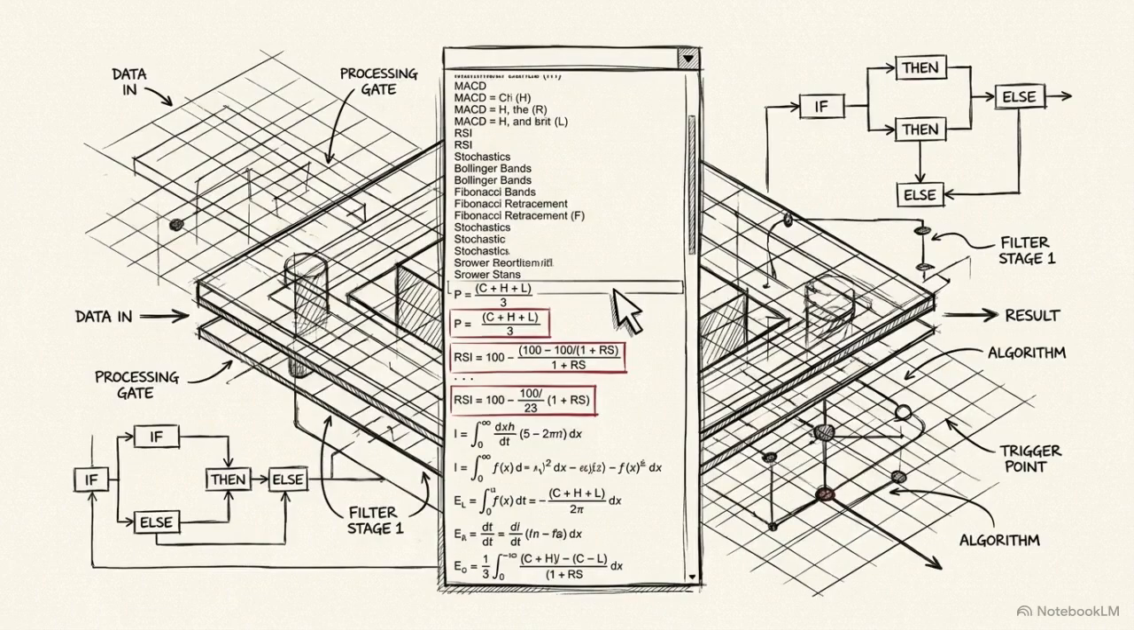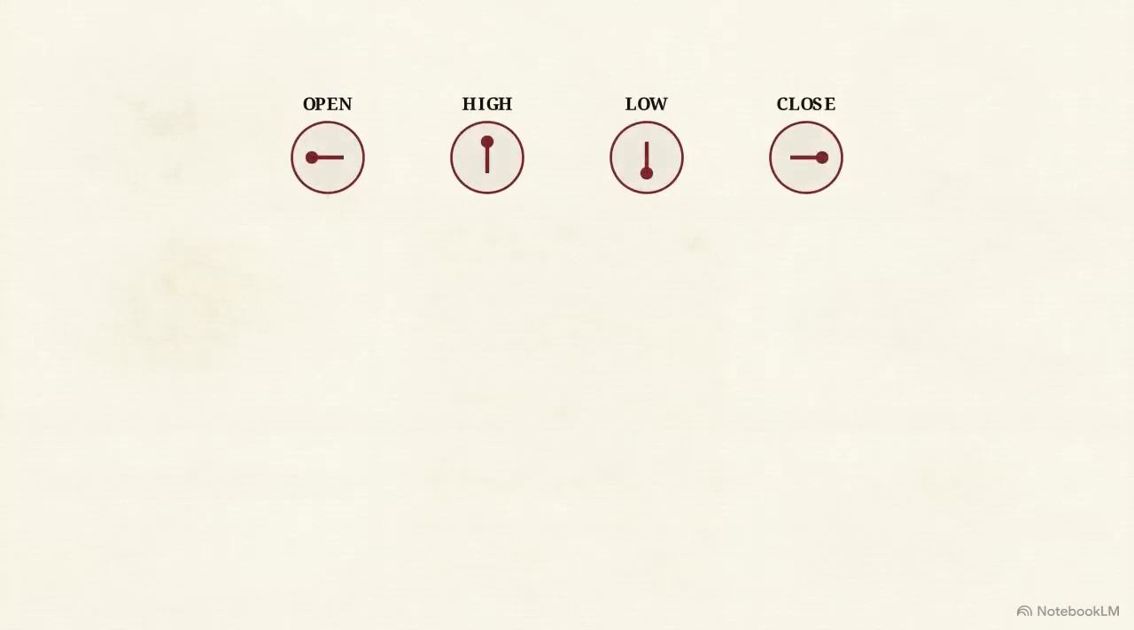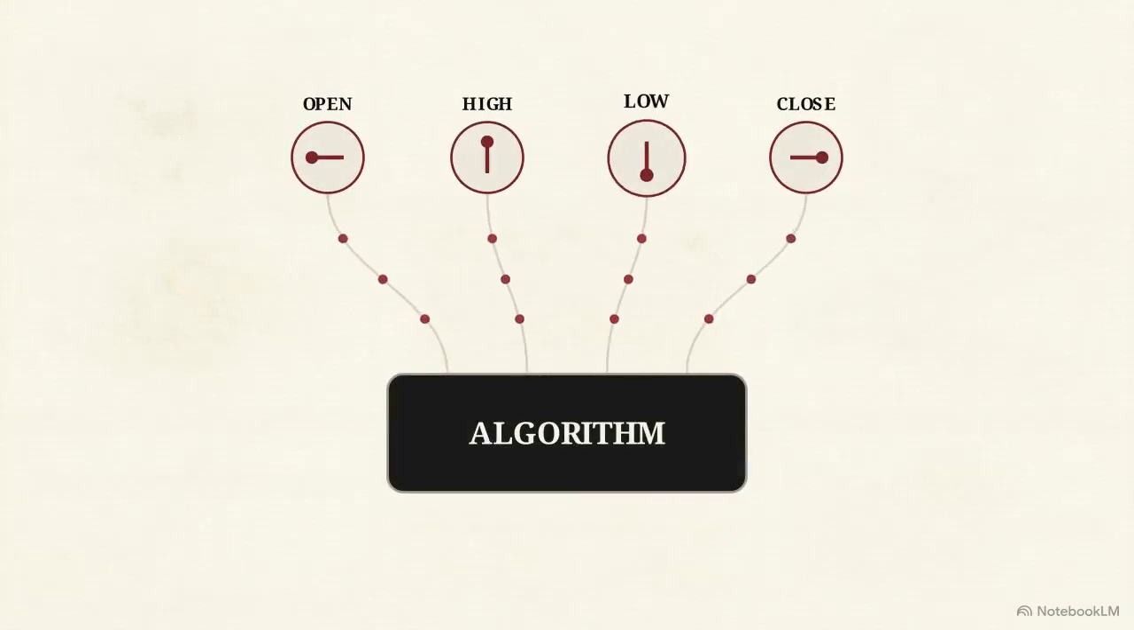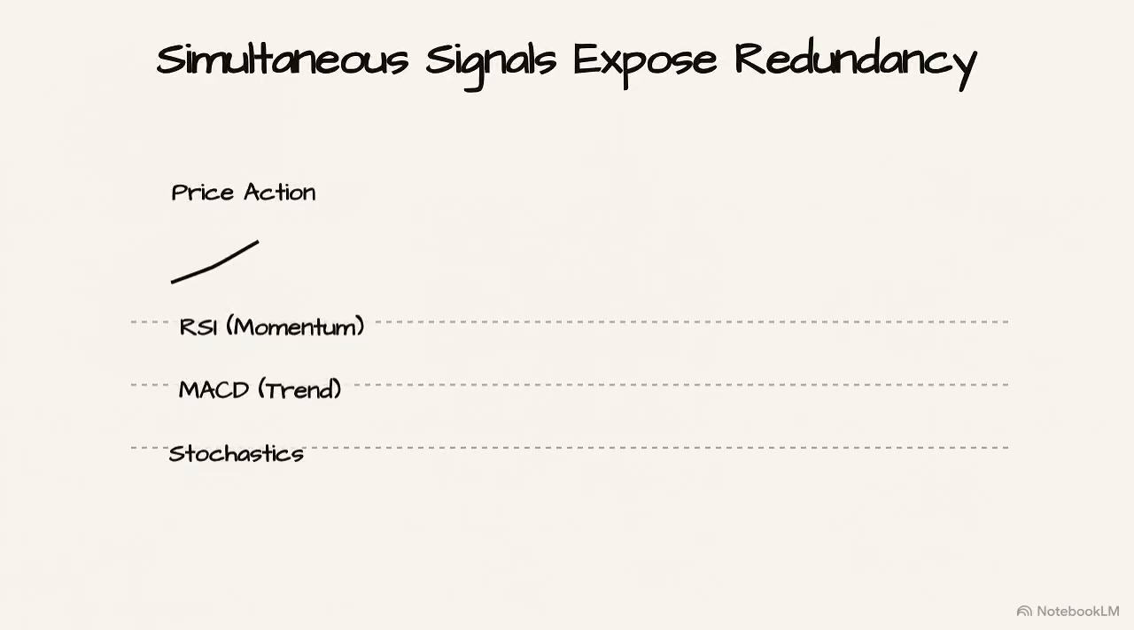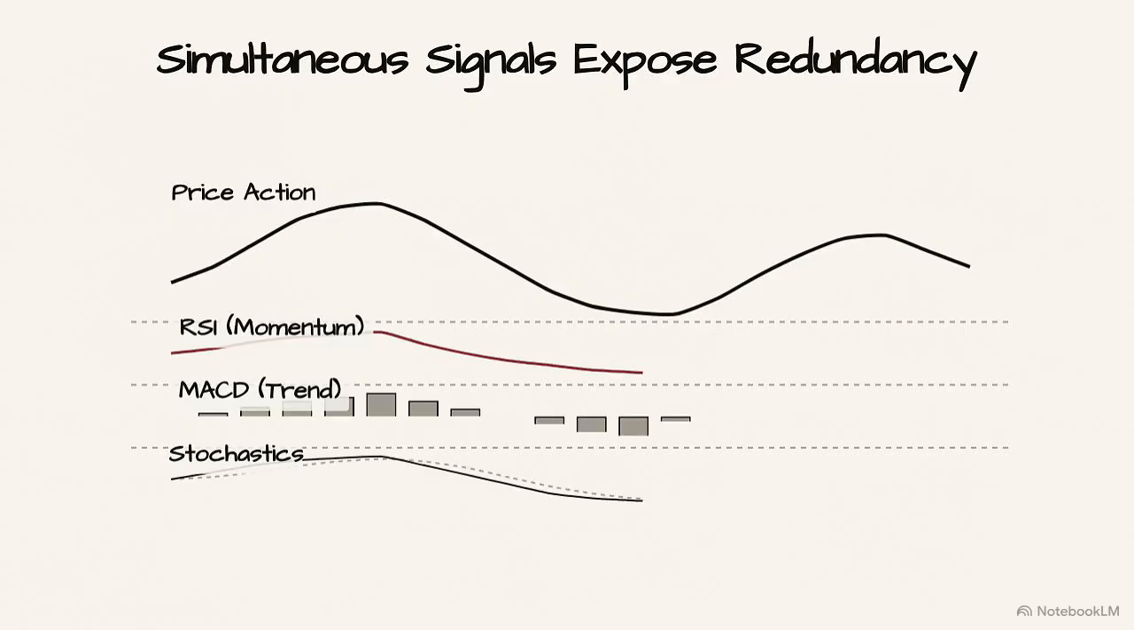If you open any standard charting software, you will find hundreds of proprietary tools: MACD, RSI, stochastics. They appear distinct, but they all crunch the exact same open, high, low, and close price data. Looking at this candlestick chart, we can stack these three indicators directly below the price action. Their outputs reveal a glaring redundancy.